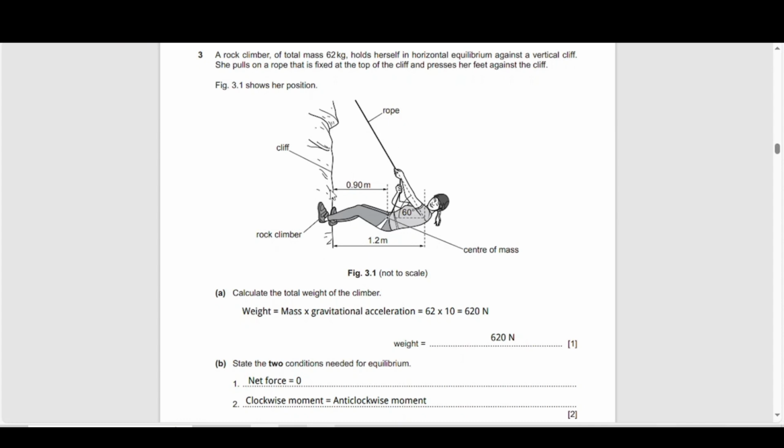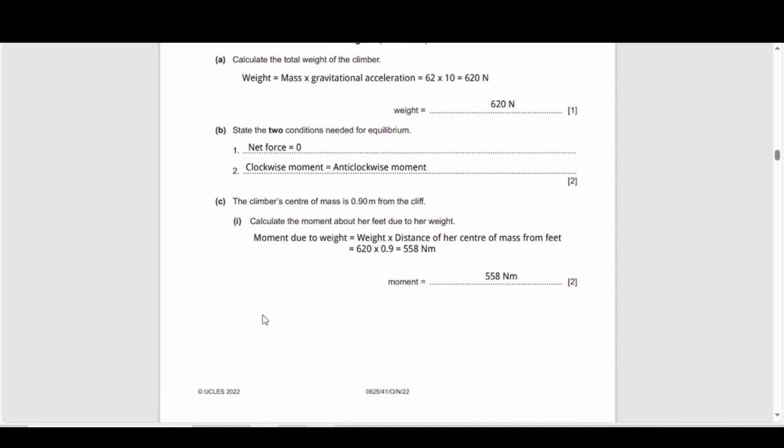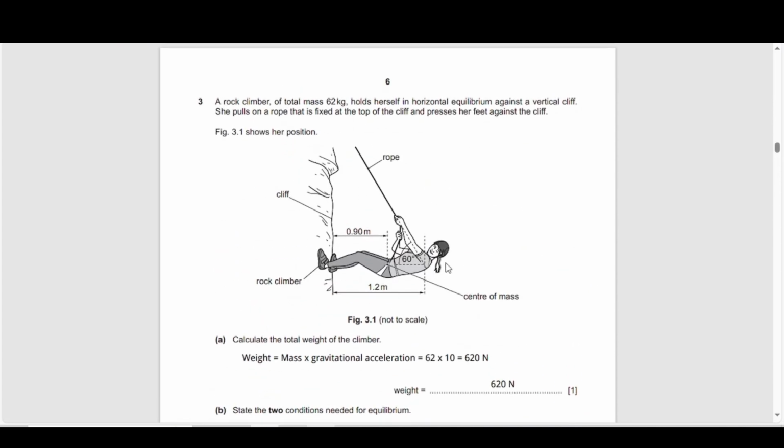Which means that her total clockwise moment, which is caused because of her weight, which we've calculated in C part 1, which is 558 Newton meters, has to be equal to the total anti-clockwise moment, which is going to be essentially the moment caused by the tension in the rope. But the important thing to understand is the force that is acting to generate the clockwise moment is already acting perpendicular to the pivot, whereas the tension in the rope is not.